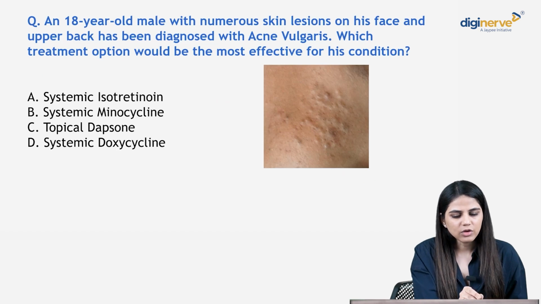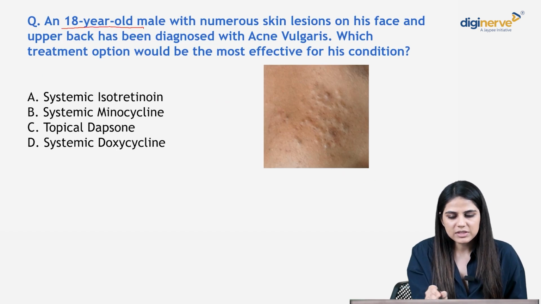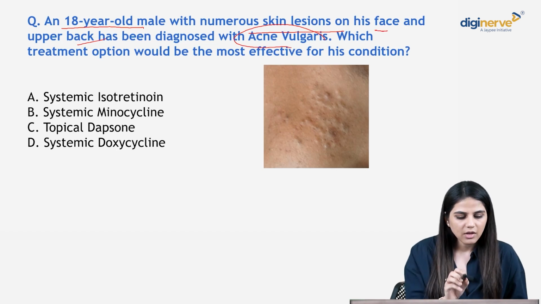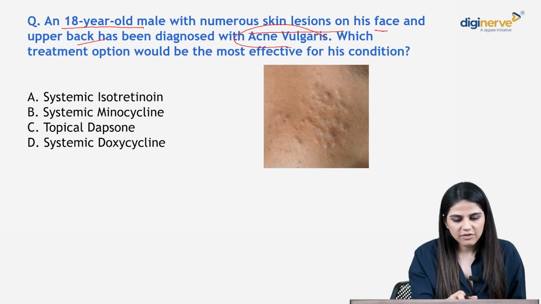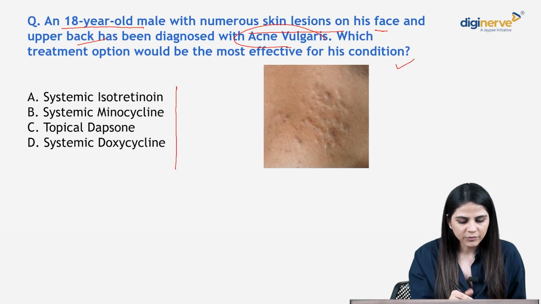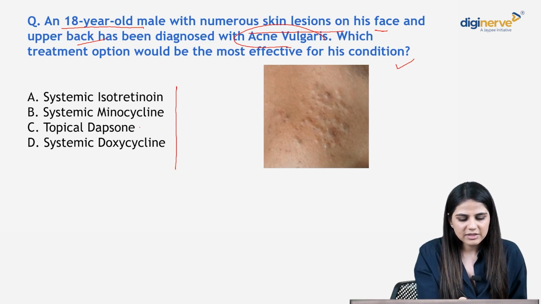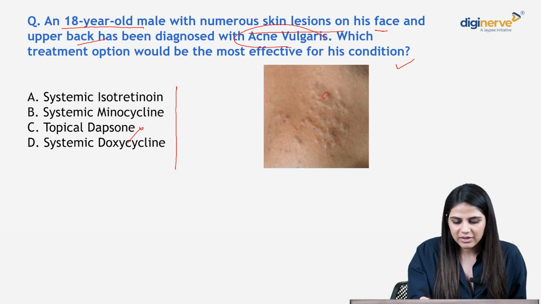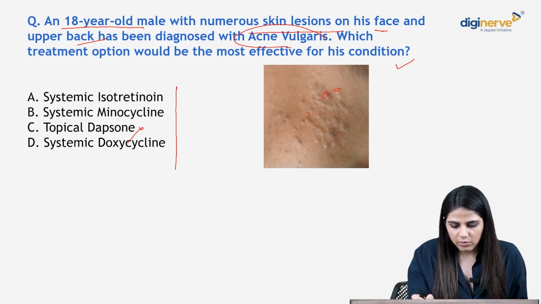An 18-year-old male with numerous skin lesions, upper back and face: acne vulgaris. Most effective treatment for this condition. This one, all of the treatments are correct for acne. We rule out, okay? It is upper back and face, a little widespread, so let's avoid topical. The lesions don't look like they're inflammatory. Somewhere they look nodular, but most of them probably comedonal also.